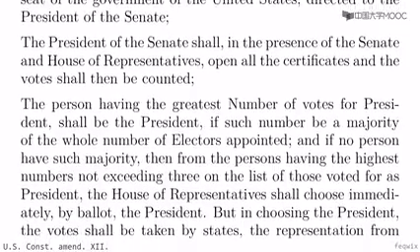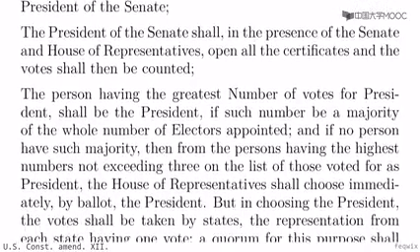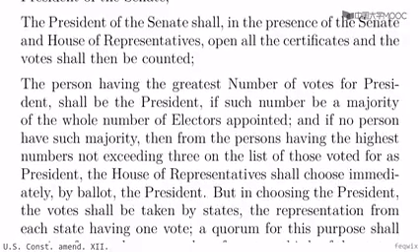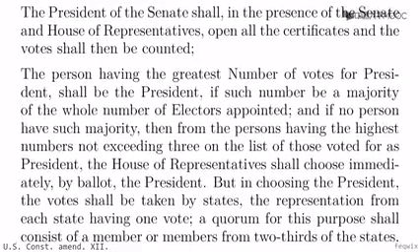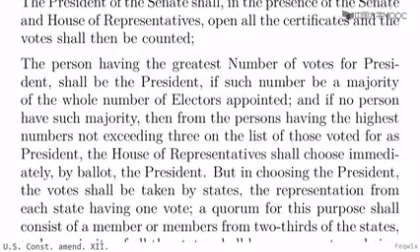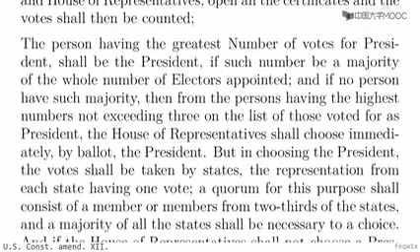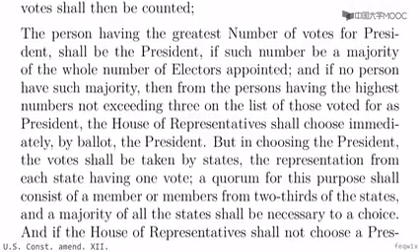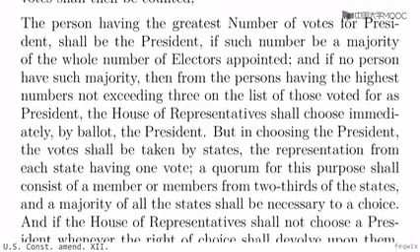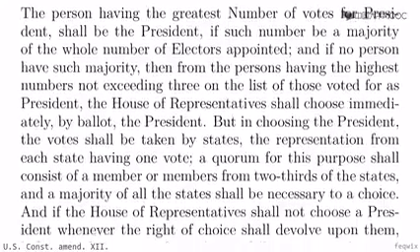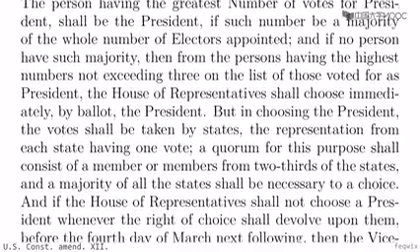The person having the greatest number of votes for President shall be the President, if such number be a majority of the whole number of electors appointed, and if no person have such majority, then from the persons having the highest numbers not exceeding 3 on the list of those voted for as President, the House of Representatives shall choose immediately by ballot the President.